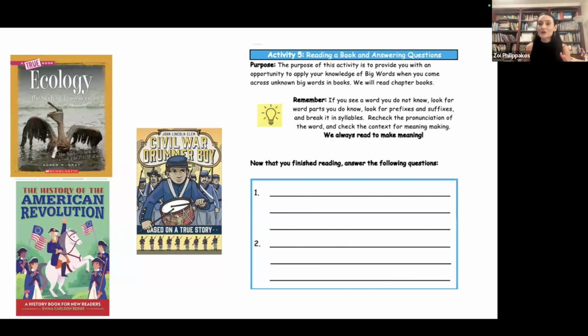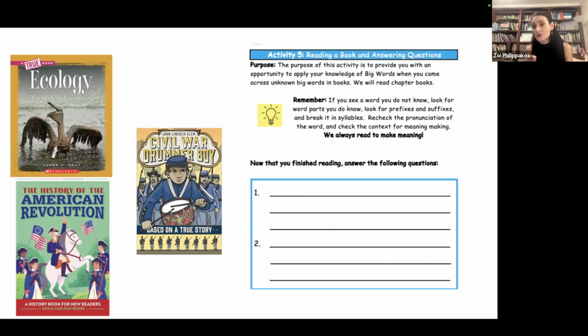So we want the students to look for parts that are known to them instead of immediately applying the syllabification strategy. Look for prefixes, look for suffixes, break them into syllables. If you can recognize the parts and you can read the word, continue to read.